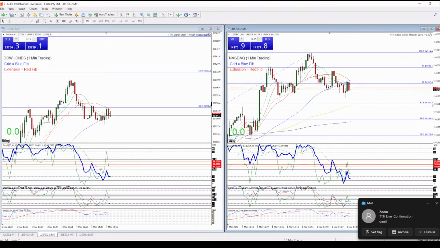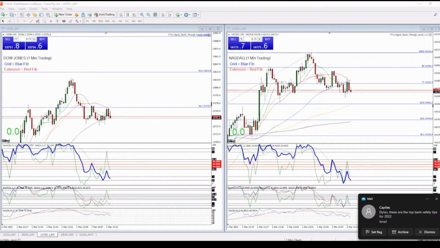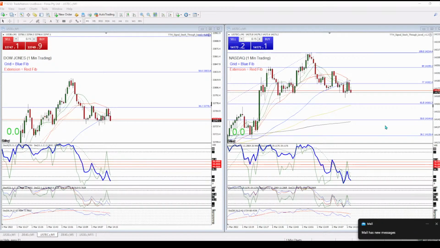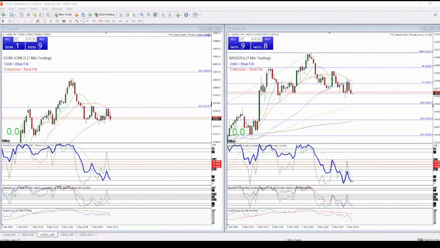All right, let's have a look at where we are on the bigger time frames. You can see on US Tech, 5 minute trend is still up. We have about 30 minutes to go for opening. On the Dow, 5 minute trend also up, support 61.8 of the daily. On US Tech, support 77 of the daily. Next trigger for possible long, 33 stochastic up to 50.